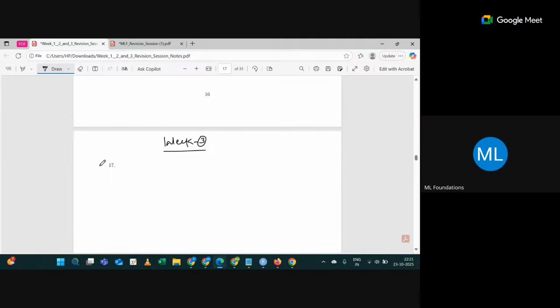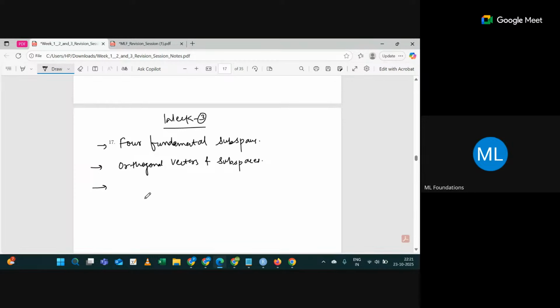Okay. So what are the main contents in week 3? So it's 4 fundamental subspaces, and then orthogonal vectors and subspaces. If some topic is missed out for some reason, we will cover it during the questions. Then we'll solve the questions. So projections, and then least squares, the least square solution, and projections onto subspaces. And then some examples.